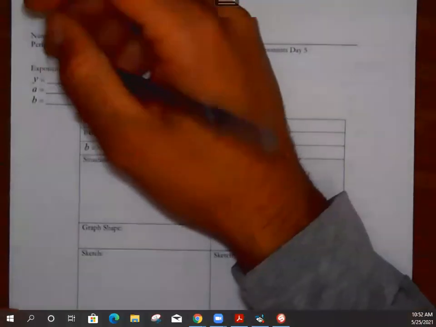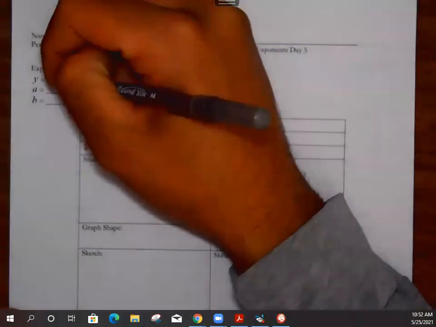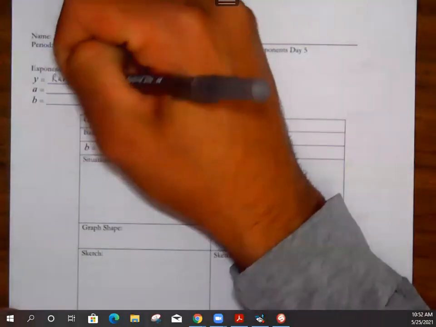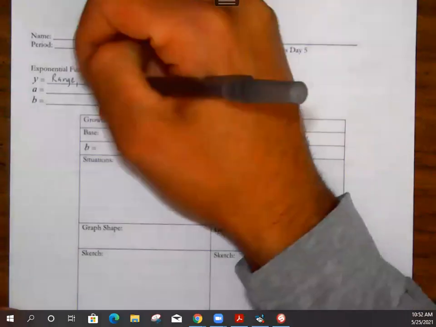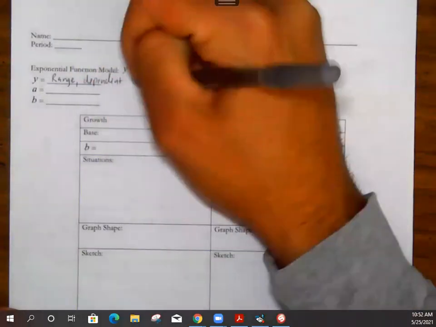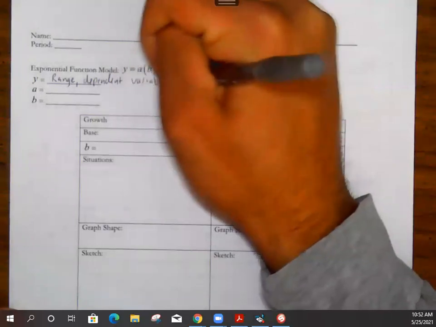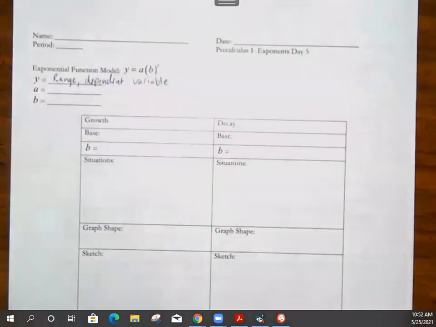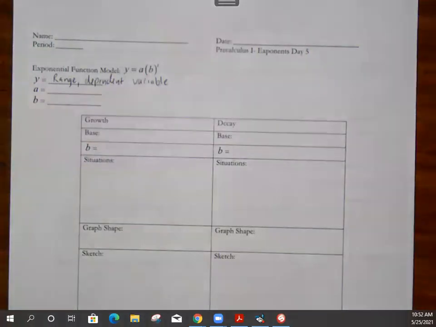All right, so y is, we'll say, the range or our dependent variable, which means what y is going to be depends on what t is. And t is t because for a lot of these word problems, t will represent time. Like y would be the population over time, or the amount of money in the account over time.